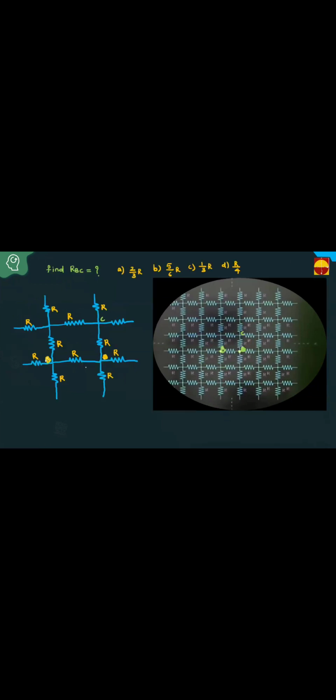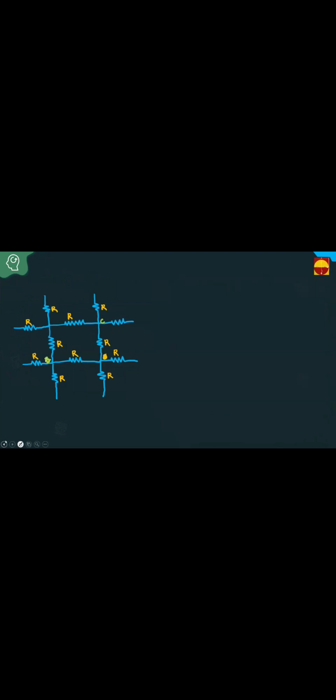Can anybody answer this one? You have to find RBC. Whatever is asked, between any terminals, simply remember: one is the entering point and the other is the leaving point. Here it is asking for RBC. Then you have to take one as the entering point and another as the leaving point. Then I'm explaining the solution to this.